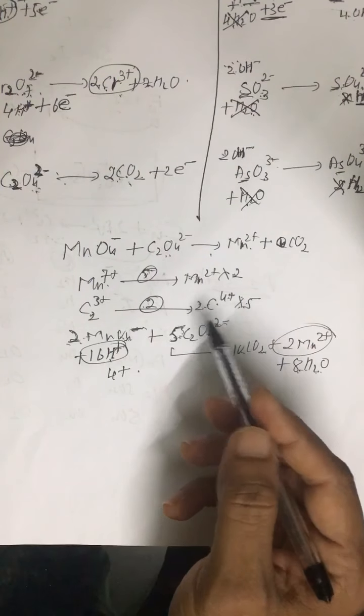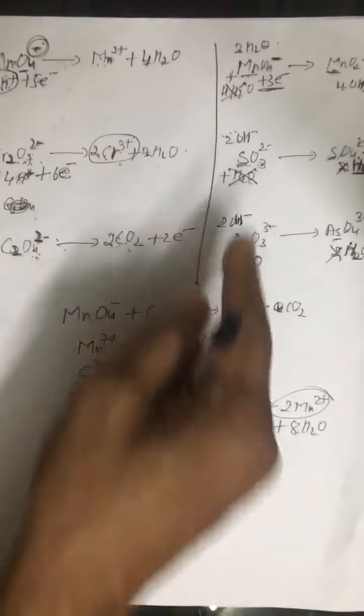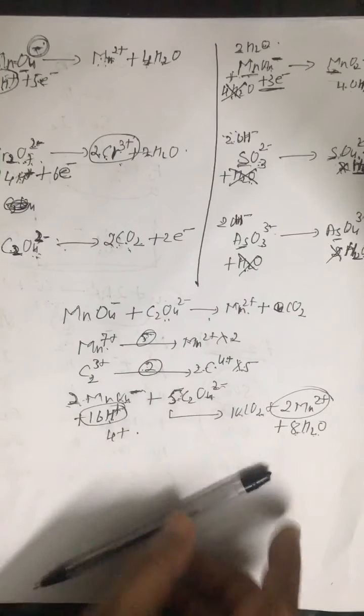Because with that ion electron method, you can proceed in this manner. You can combine two reactions and then you can write the complete reaction. All right, thank you.